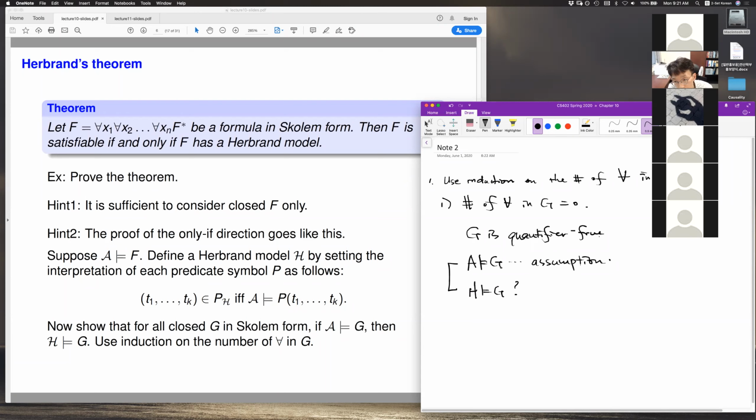If G is a conjunction, we need to check whether A satisfies the first conjunct and the second conjunct. In this case, for H we have to check that it satisfies the first conjunct, the second conjunct, and so on. And then we go all the way down to the base case, which is the predicate symbol. For predicate symbols, we defined the Herbrand structure in such a way that when the predicate symbol is applied to the ground terms T1 up to Tk, A and H say exactly the same thing.